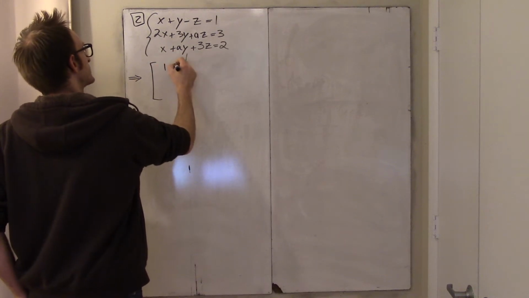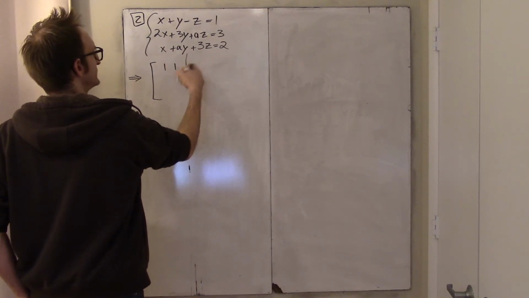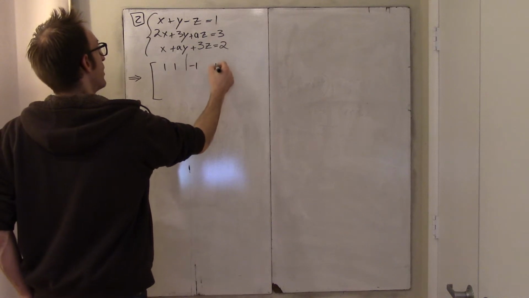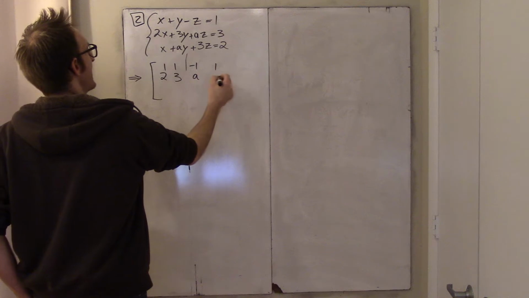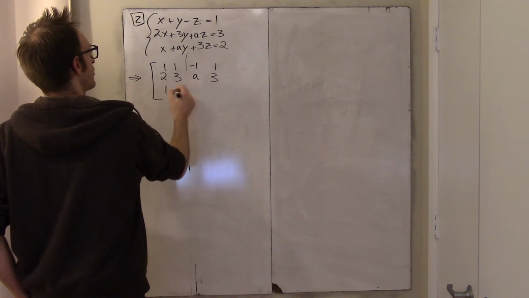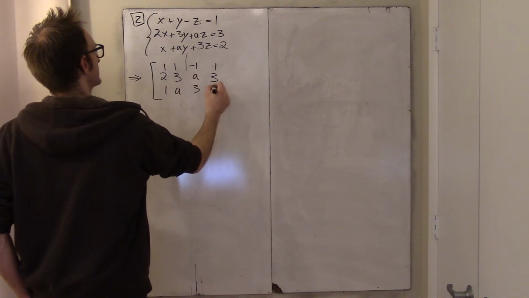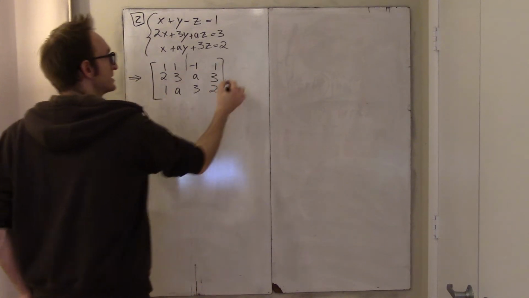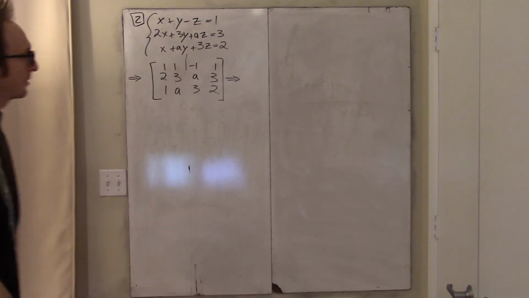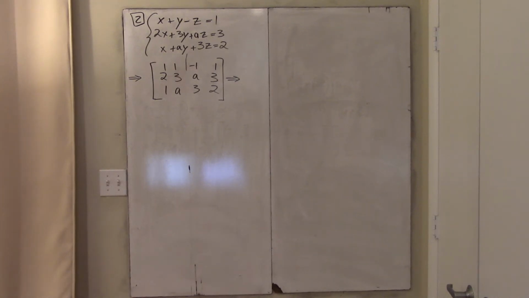to do. So this is 1, 1, negative 1, 1, and here we have 2, 3, A, 3, and 1, A, 3, 2. Okay, great. So I'm just going to do Gaussian elimination like normal and see what happens. Alright, well, let me just double check my numbers really quick, make sure I'm not doing anything wrong. 1, A, 3, 2. Yeah, okay.